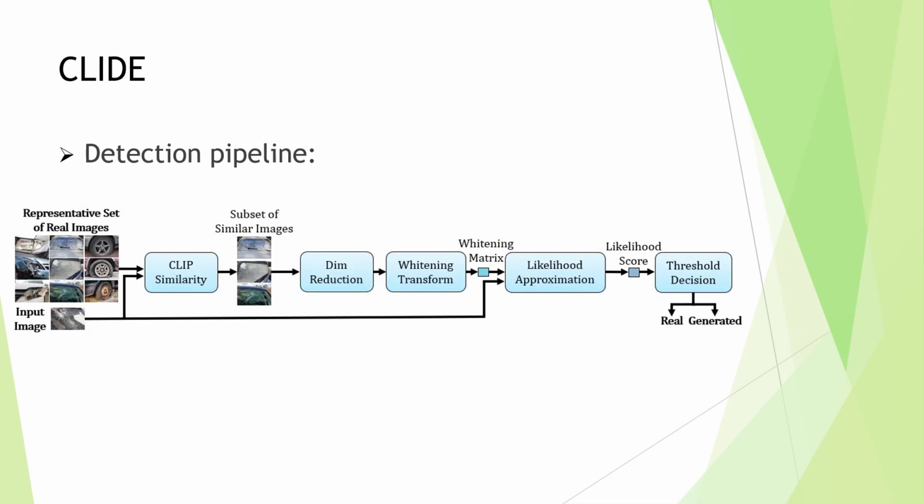We can now go over our full pipeline. First, as a pre-processing step, we extract CLIP embeddings from a set of real images we call the representative set. Next, at inference, we encode each test image with CLIP. We then find its local neighborhood among these real images in the embedding space. We use this set of local neighbors to compute a whitening matrix and a conditional likelihood score. If the likelihood is low, the image is classified as generated.